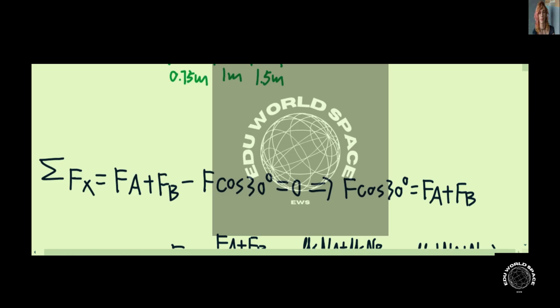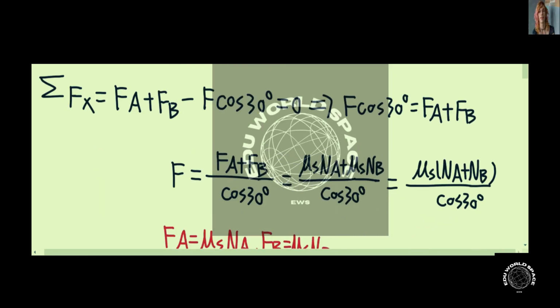So we have the net force along the horizontal direction equal to 0, which is Fa plus Fb minus F cosine 30 degrees equals 0. Fa here is the friction at point A, Fb here is the friction at point B, and F here is the towing force we're looking to determine. So F cosine 30 degrees equals Fa plus Fb. Therefore, F is equal to (Fa plus Fb) over cosine 30 degrees, which is equal to mu S times (Na plus Nb) over cosine 30 degrees.